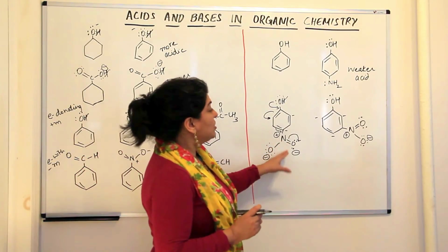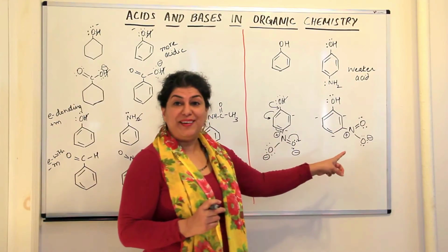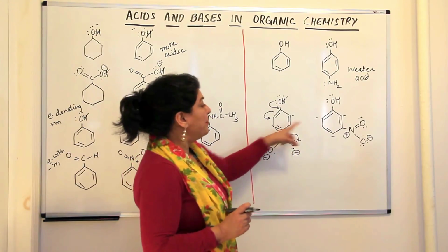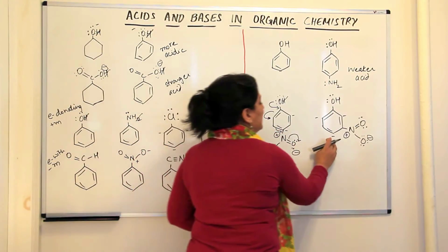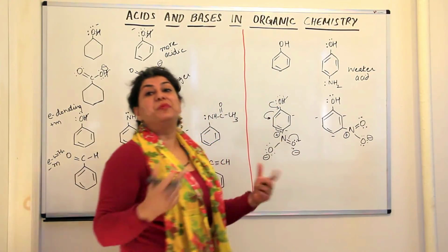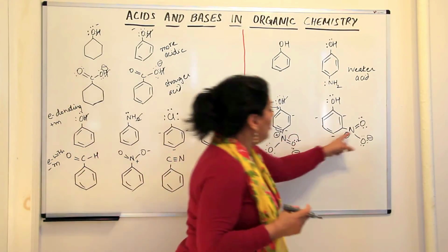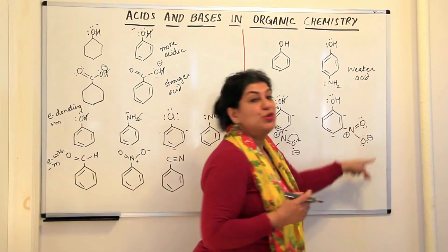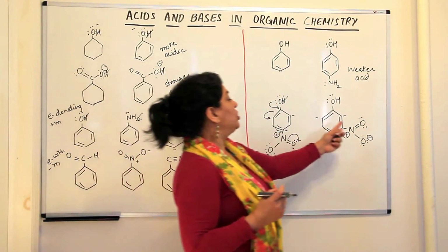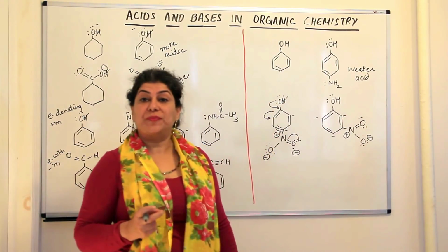So this structure shows a bonus resonating structure. But this bonus resonating structure is not possible here. In a meta, when NO2 is in the meta position, the negative charge never comes to the meta position. And if it does not, it cannot be pushed into the NO2 group. And the negative charge cannot be pushed onto this oxygen.